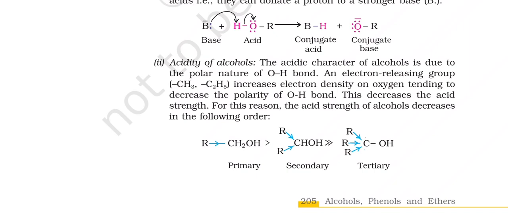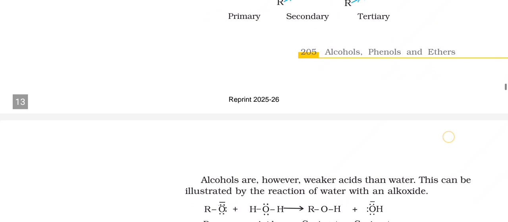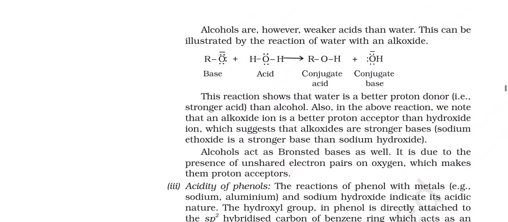Acidity of alcohols. The acidic character of alcohol is due to the polar nature of the O-H bond. An electron releasing group increases electron density on oxygen, which tends to decrease the polarity of the O-H bond. This decreases the acid strength. For this reason, the acid strength of alcohols decreases in the following order.